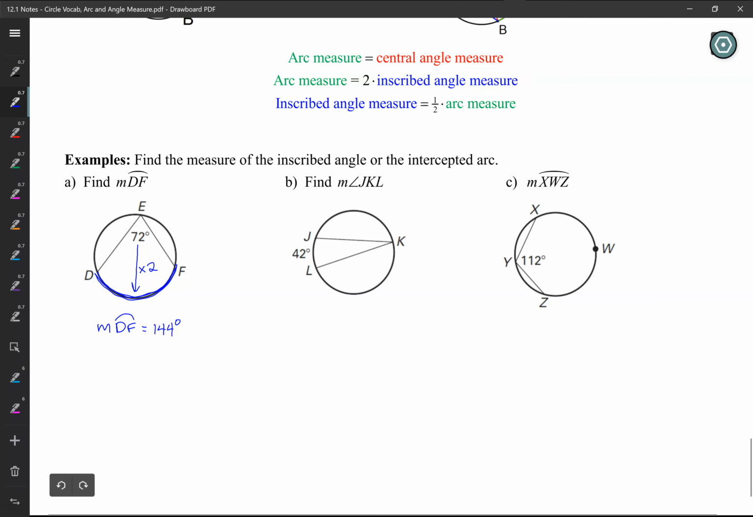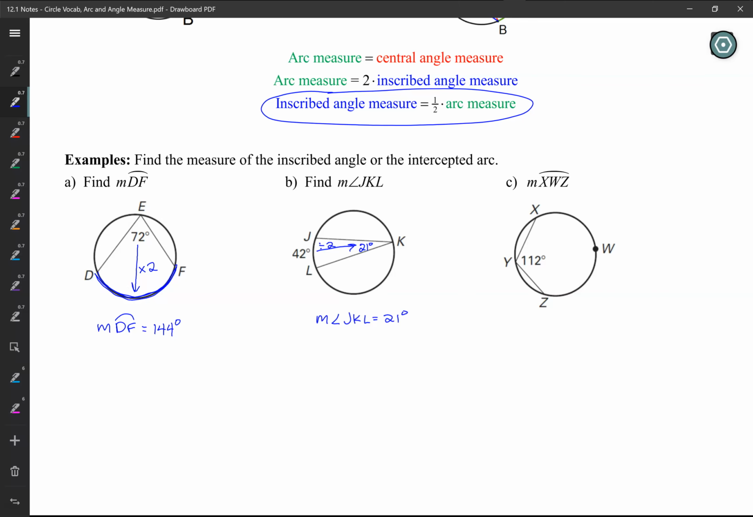Okay, well, now I'm going the other direction. I know the arc and I want the angle. So, if I want the angle, an inscribed angle, I divide by 2. 42 degrees divided by 2 gives me 21 degrees. So the measure of angle JKL equals 21 degrees.